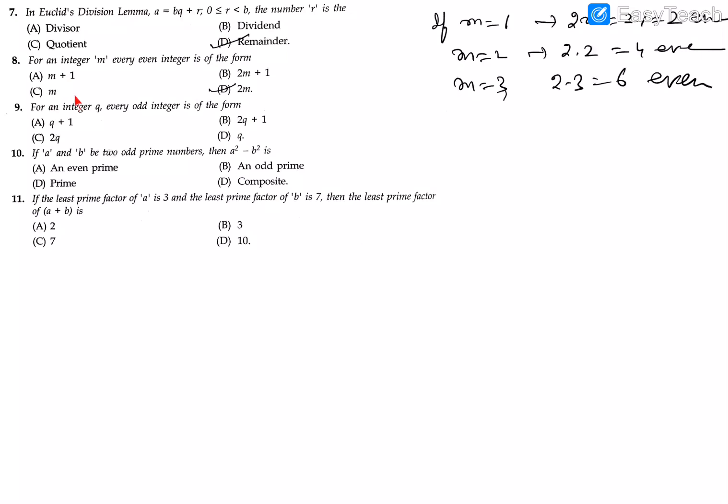Next. For an integer q, every odd integer is of the form.